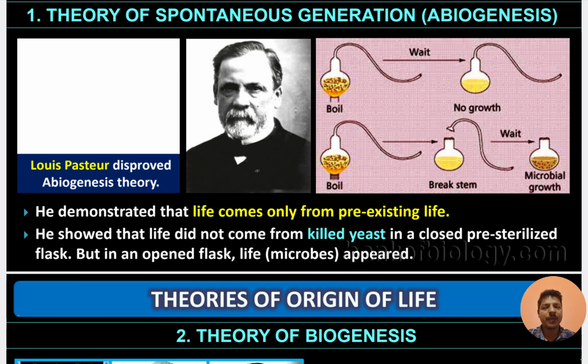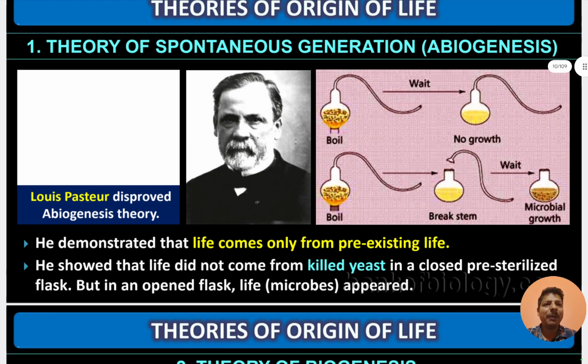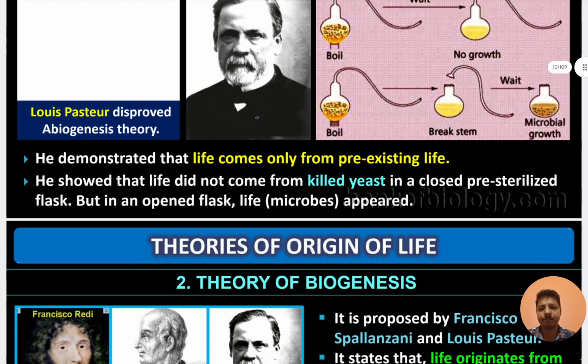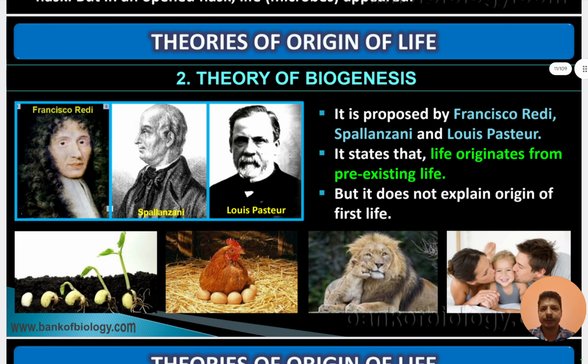He showed that life did not come from killed yeast in a closed sterilized flask, but in an open flask, life microbes appear. As you can see, Louis Pasteur did some experiments. He boiled some yeast and waited. There is no growth. Again, he boiled. Then he broke the stem. As you can see, break stem and microbial growth. So he suggested this. Then theory of biogenesis. It is proposed by Francisco Redi, Spallanzani and Louis Pasteur. It states that life originates from the pre-existing life, but it does not explain origin of first life.